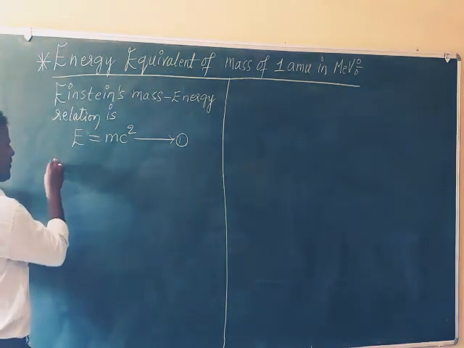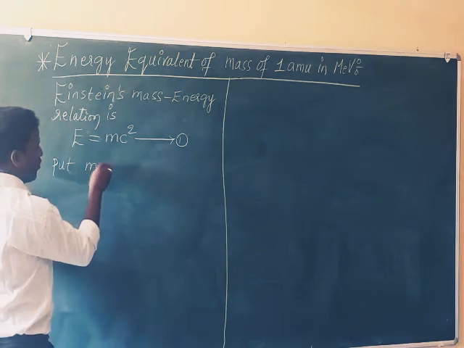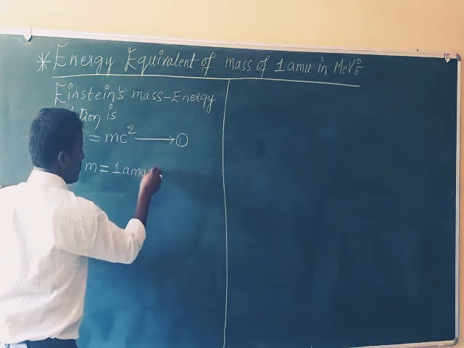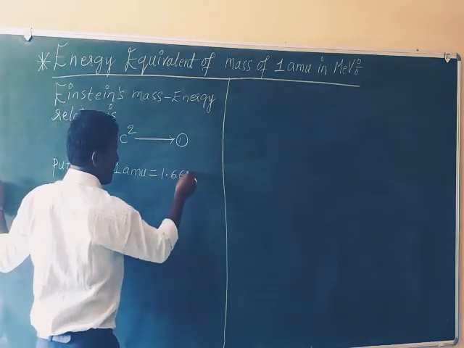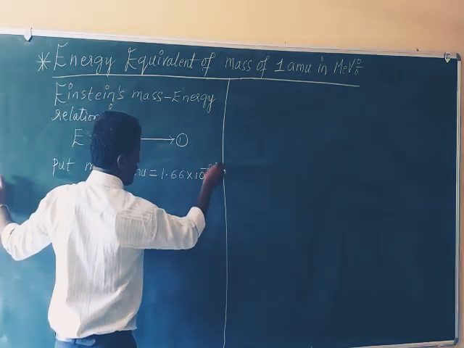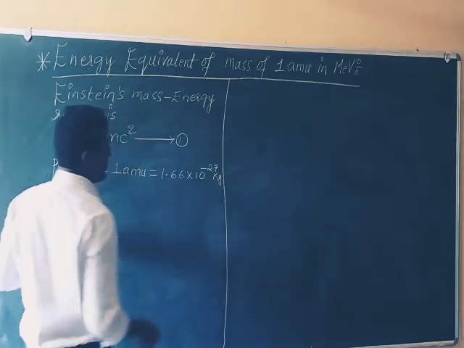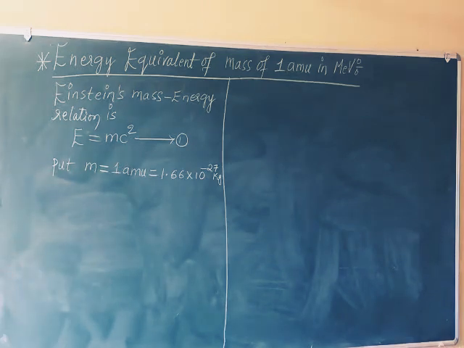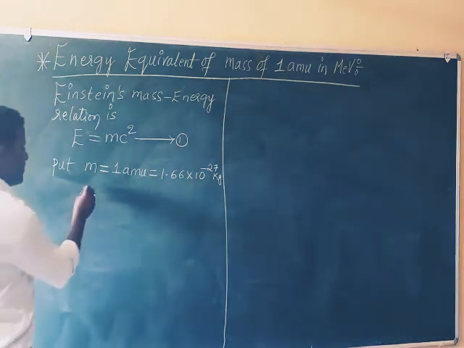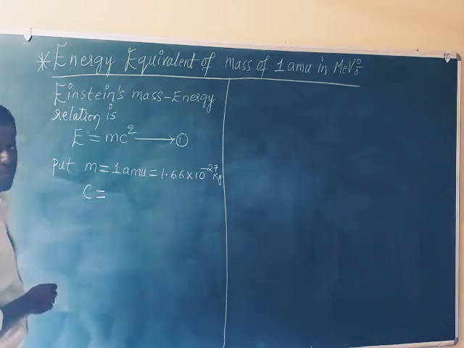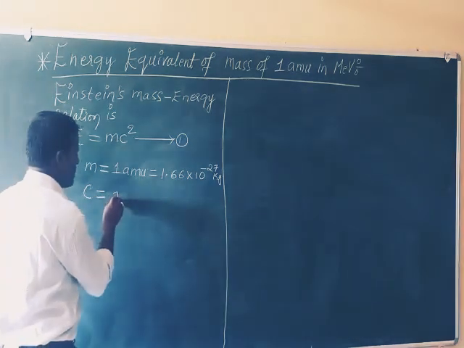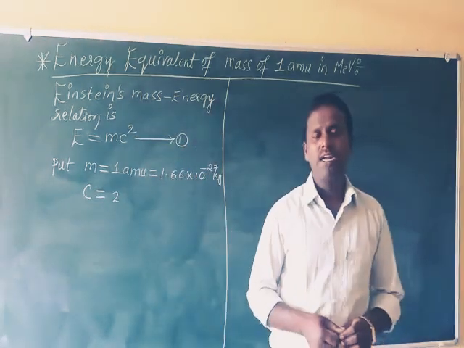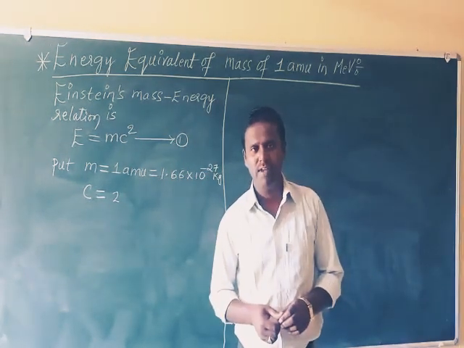Here we put m equals to 1 AMU. 1 AMU is equals to 1.66 into 10 to the power of minus 27 kg. In last class you learned mass 1 AMU equals to 1.66 into 10 to the power of minus 27 kg. C is the speed of light. Its value is C equals to 3 into 10 to the power of 8 meter per second.